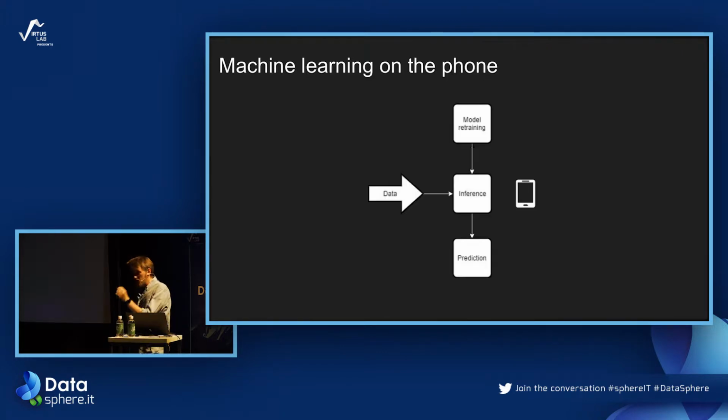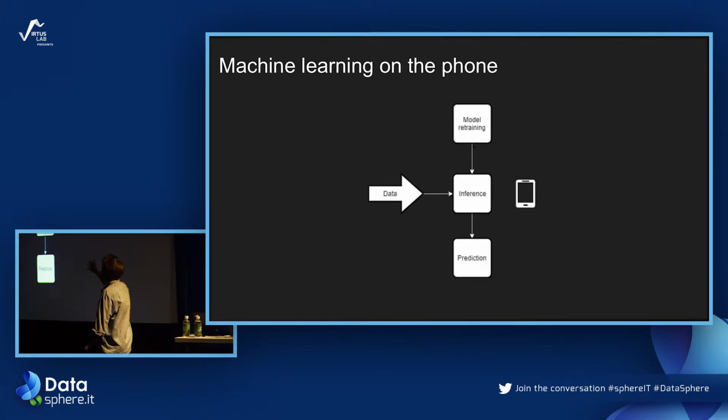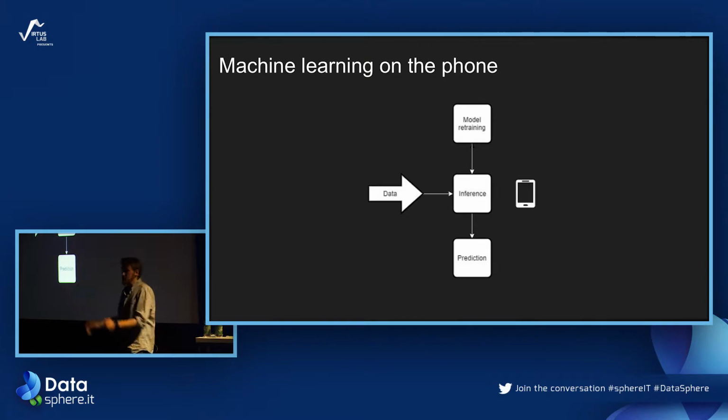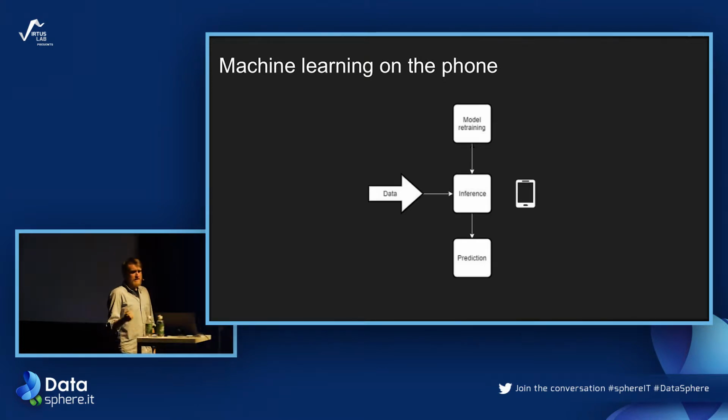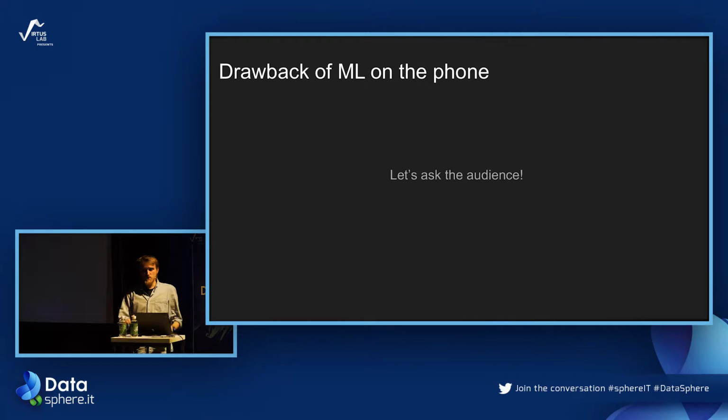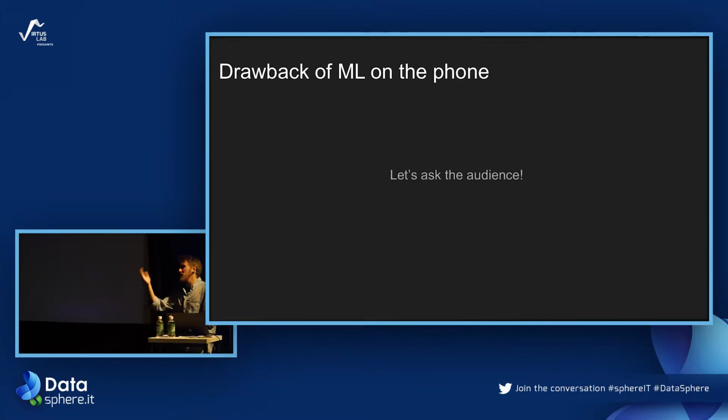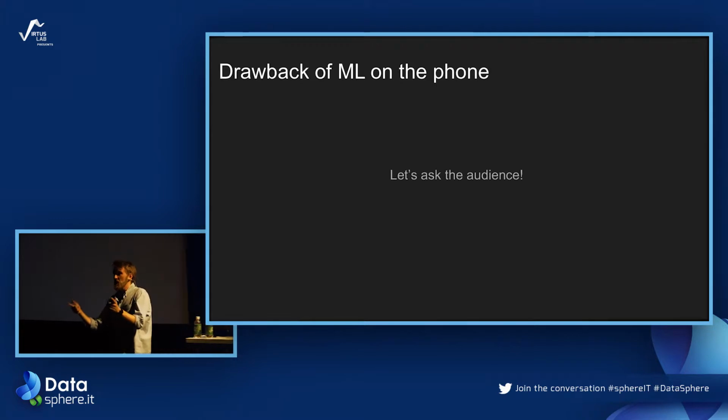Okay, so we have another option. Another option is to put everything on the phone. So we have model training and inference on the phone. We don't have the problem with latency, but we have, okay, well, why not? I'll ask you again. I promise it's one of the last times I ask you. What would you point out as the drawback of doing machine learning on the phone?